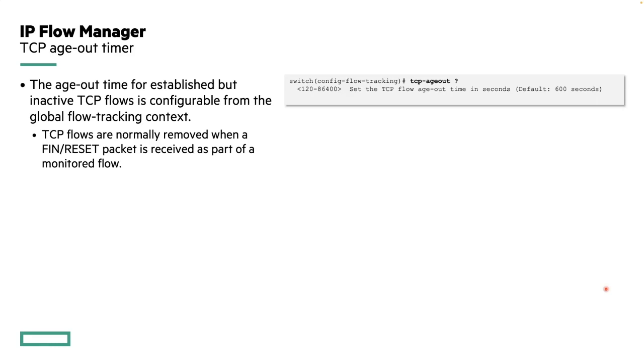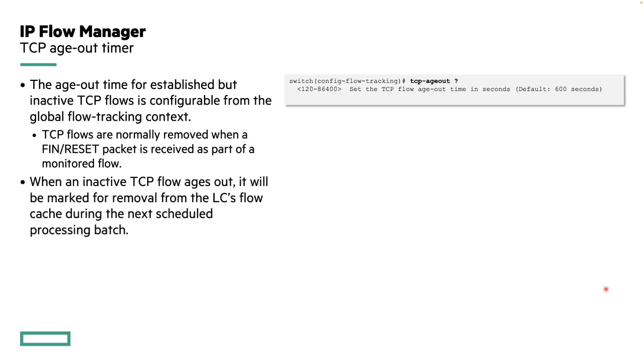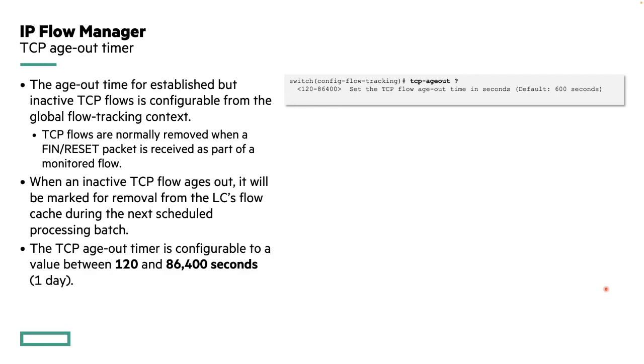So if you do not receive one of those packets to terminate the flow before the age out timer expires, then that flow will be marked for removal from the line card's flow cache during the next scheduled processing batch for removing of flows. That timer is configurable to a value between 120 and 86,400 seconds, which is 1 day, and the default age out timer is 10 minutes or 600 seconds.